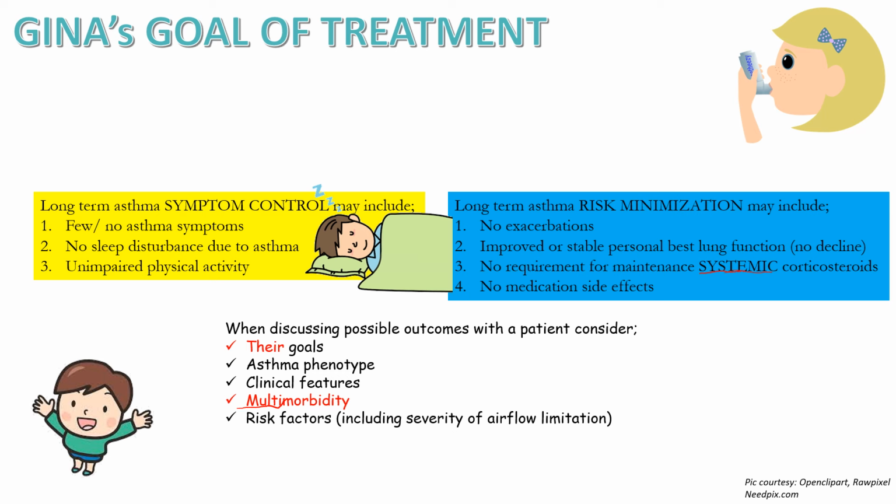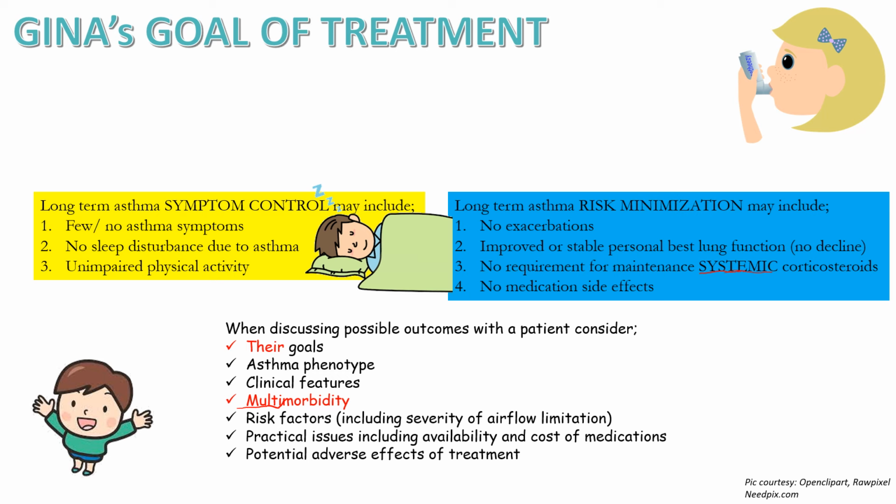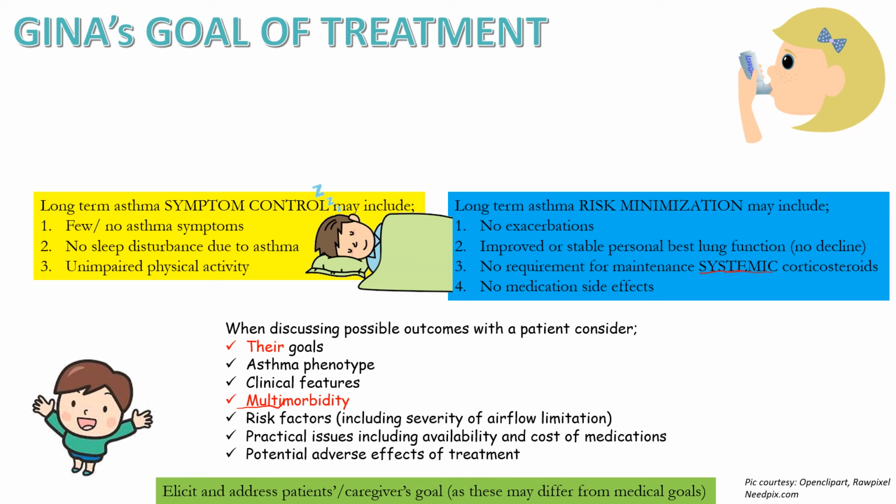Then risk factors including severity of airflow limitation, practical issues including availability and cost of medicines, and potential adverse effects of treatment. One must elicit and address patients' and caregivers' goals also, as this may differ from the medical goals. So our aim is not only symptom control and risk minimization, but patient satisfaction is one of the most important aspects of treatment of any disease, and therefore we must address the same.